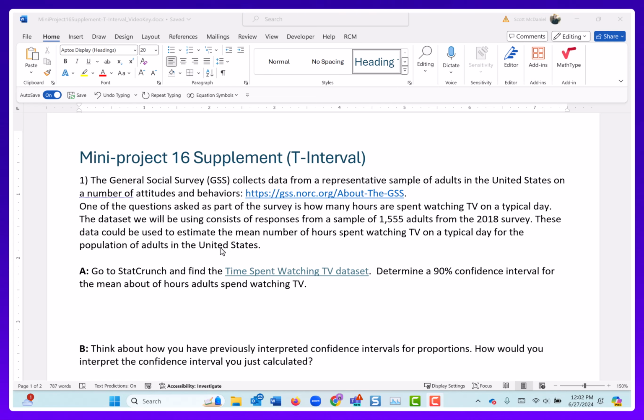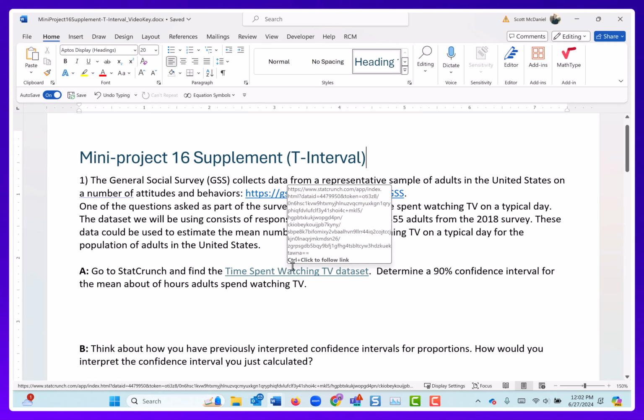One of the questions asked as part of the survey is how many hours are spent watching TV on a typical day. The data set we're going to use consists of responses from a sample of 1,555 adults from a 2018 survey. These data could be used to estimate the mean number of hours spent watching TV on a typical day for the population of adults in the US. So we're going to go to StatCrunch here and open the data set.